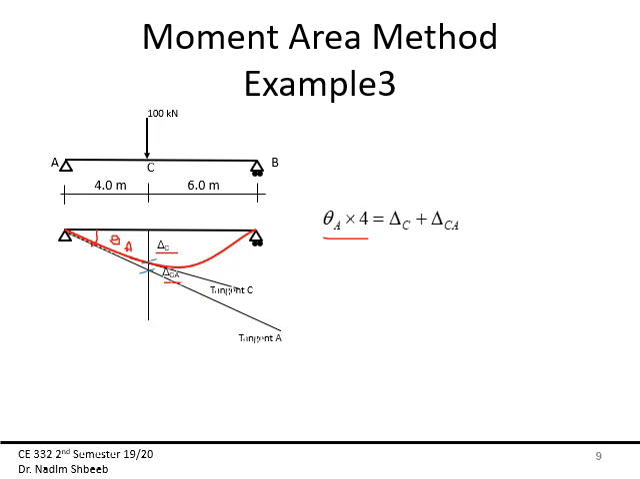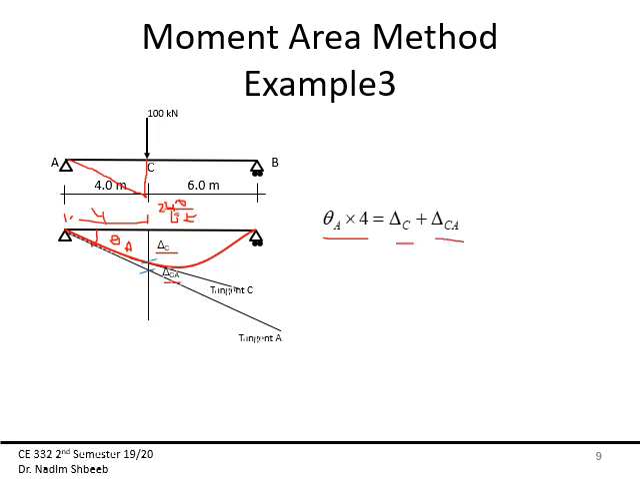So now I'm just going to be dealing with this part of the moment over EI diagram. Again, let me put that down again. So now theta A times 4 is going to be equal to delta C plus delta CA.